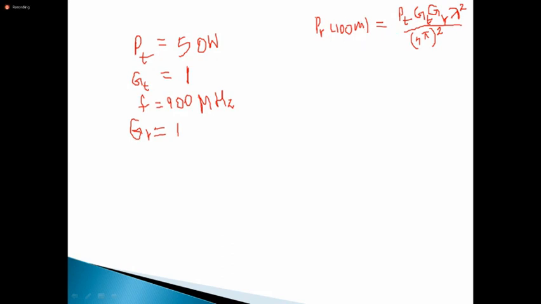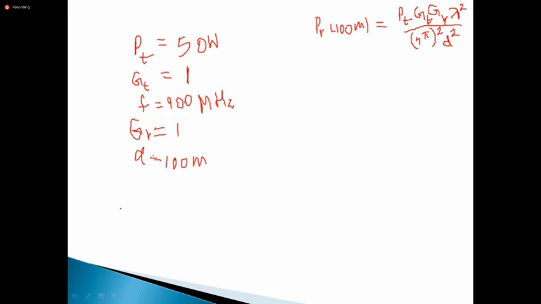We need to find PR at 100 meters. So PT is given, GT is given, GR is given, lambda is given, 4 pi square is given, and D is also given. D is 100 meters, right? D square. So D is given as 100 meters. So there is L over here in this equation. L is considered as 1. So if L is not given, don't worry, L is 1. Okay? D is given as 100 meters.